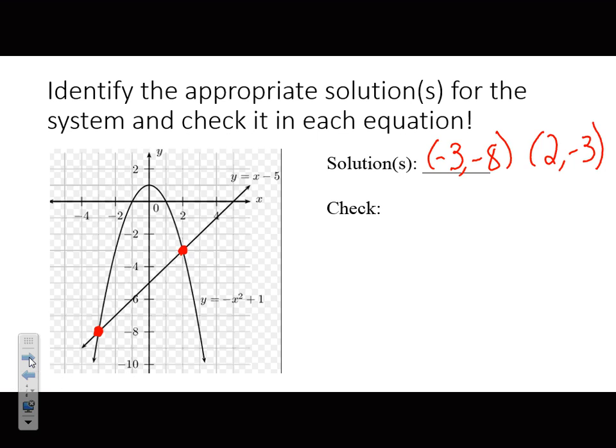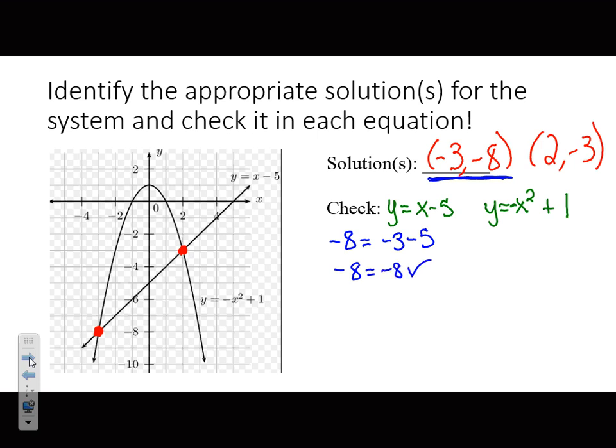When we check, we're going to plug it into y equals x minus 5. And our other equation is y equals -x squared plus 1. So we're going to check them both in each. We'll start with -3, -8. So we plug it into the first one. We have -8 equals -3 minus 5. So -8 equals -8. That one works.